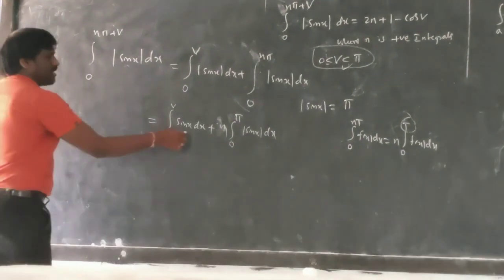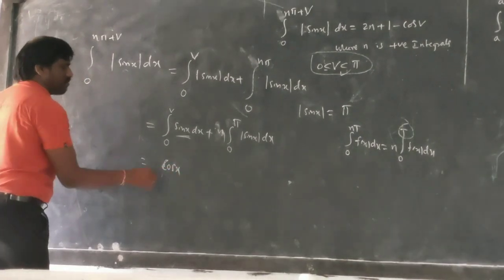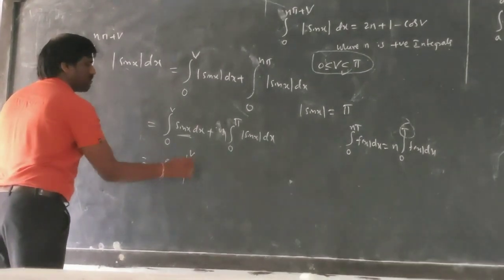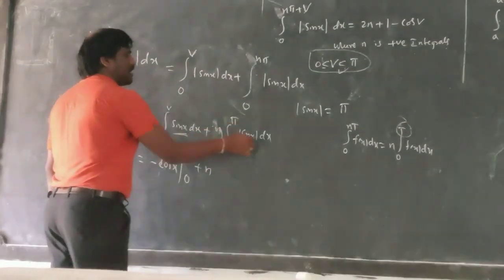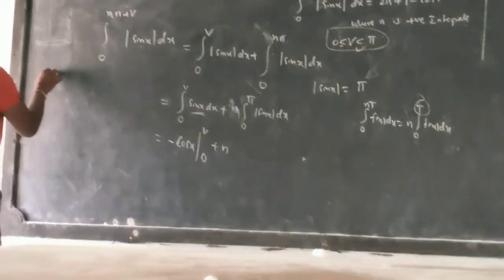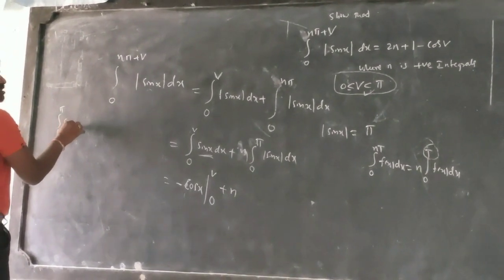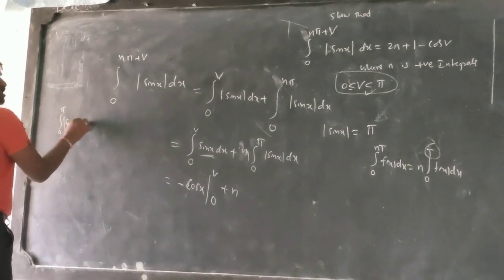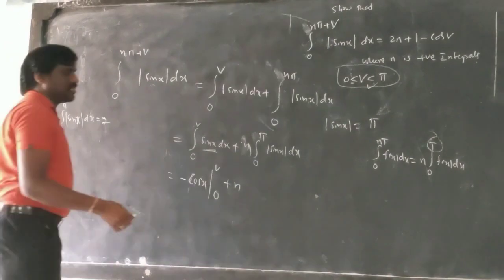Now what is the integral of sin x? The integral of sin x is minus cos x. So we get minus cos x from 0 to b, plus n times the integral from 0 to pi of mod sin x dx. How much is that? We have solved it already, many times previously: the integral of mod sin x from 0 to pi is 2.